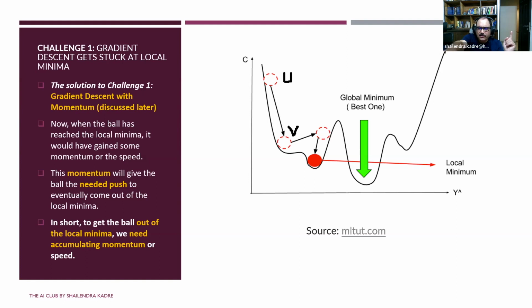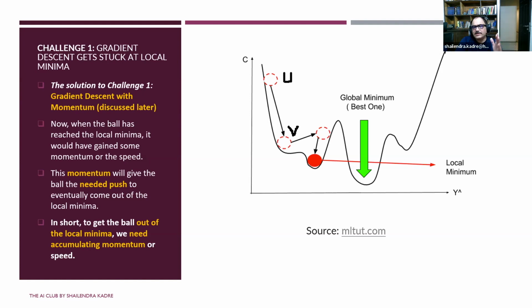This is a curve. The zigzag curve you are seeing here is nothing but your loss function. When you calculate the partial derivative and try to find the minima, your global minima is shown here with the help of that big green arrow. You have to reach there actually. But with simple gradient descent, you are likely to get stuck in one of the local minima.